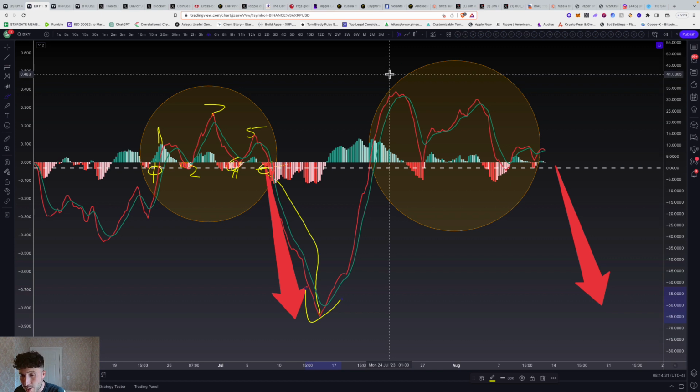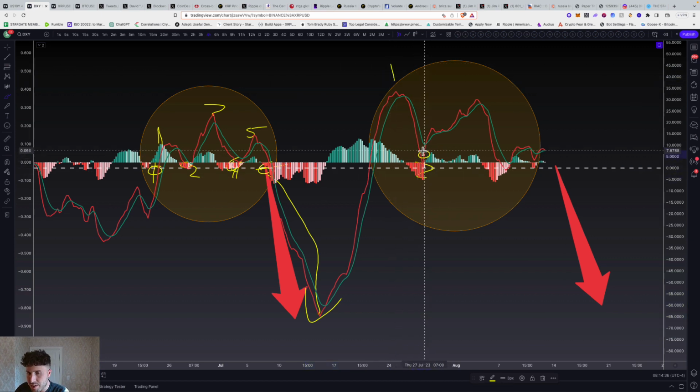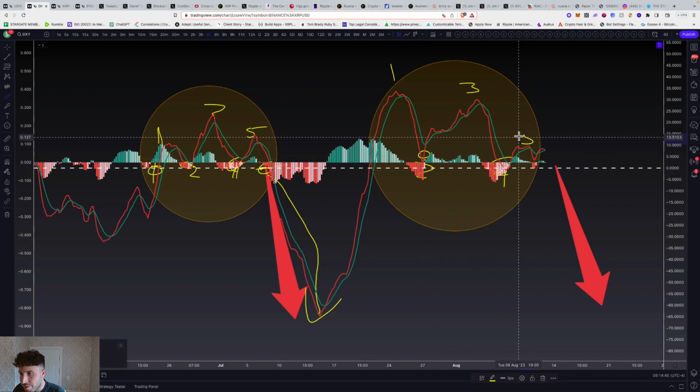Then we did it all over again because this works in cycles. 1, 2, above the 0 line. 3, 4, above the 0 line. 2 and 4 above the 0 line. And we just did 5.